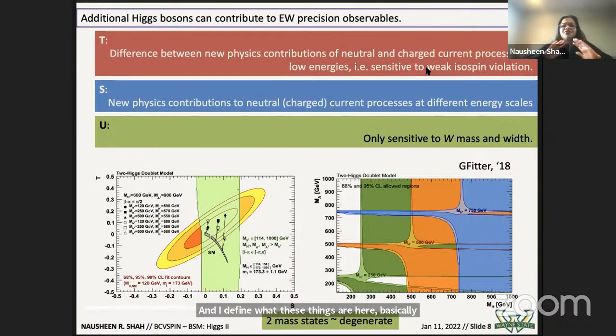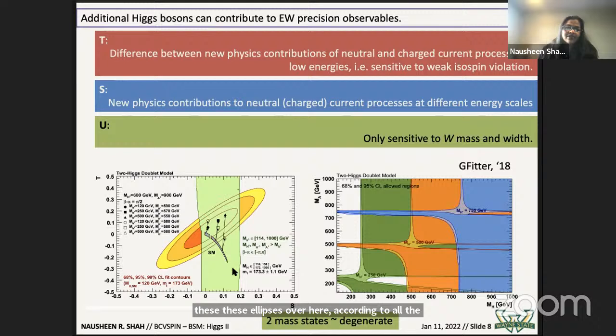Basically, new physics contributions, which differ at low energies between neutral and charged, so W and Z processes. You can look at the differences between the W and Z processes at different energy scales, and also in particular the W mass and width. So the left plot here, for example, looks at these ST parameters, and this is where you should live in these ellipses over here, according to all the data.